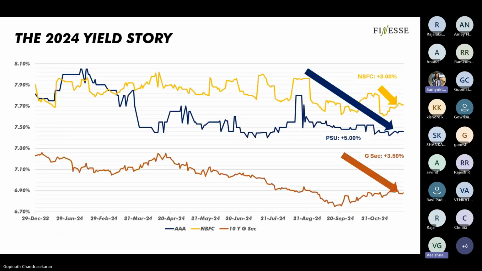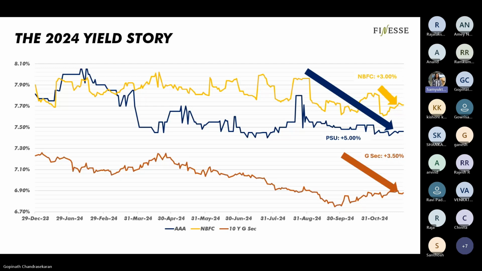So one way to look at this is actually to look at the yield story that we've had. We have data from the start of the year till somewhere in the middle of November. The basic idea is that yields across the board, whether it's your AAA PSUs, your AAA NBFCs, or government securities, have actually come down.